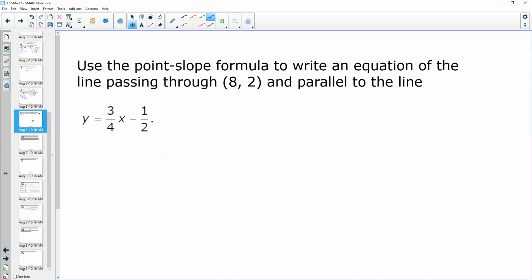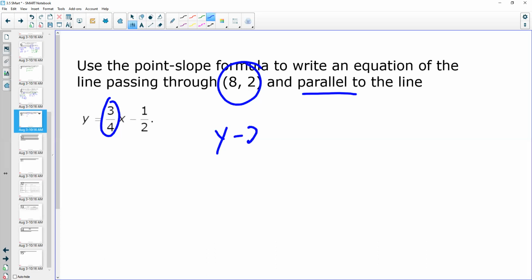You won't die. Use the point slope formula to write an equation of a line passing through 8, 2 and parallel to the line y equals 3/4 x minus a half. So that is how we're going to approach this. Take a second and see if you can figure out how to start. Okay, so the first thing we know is that the slope is 3/4, right? So I'm going to use that to write my line.